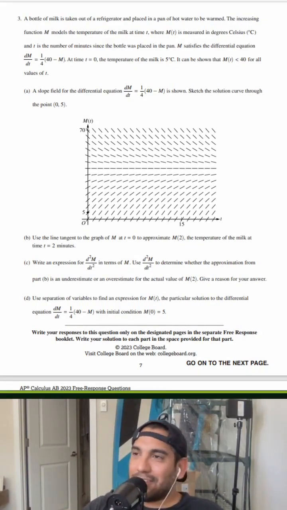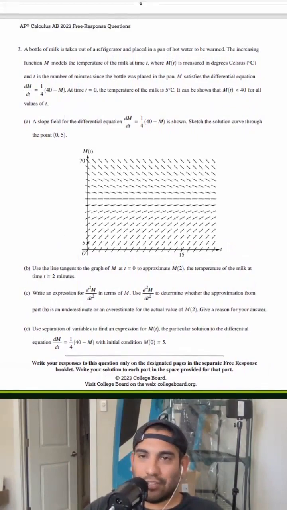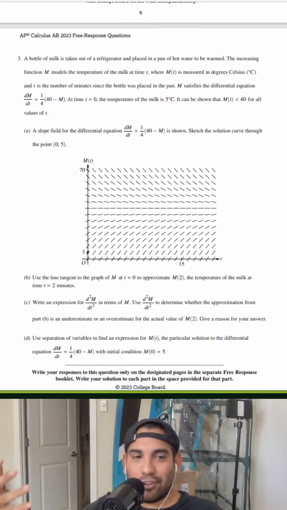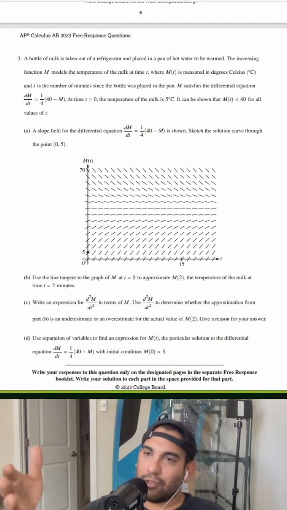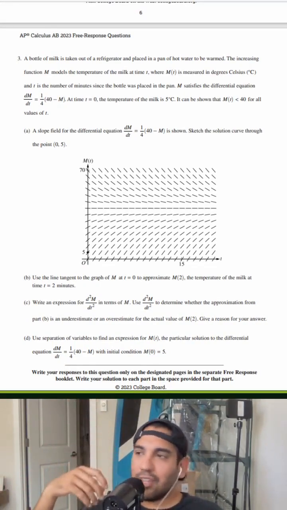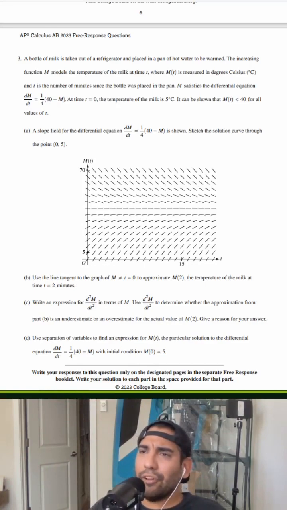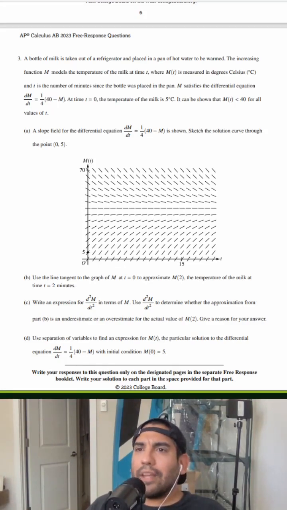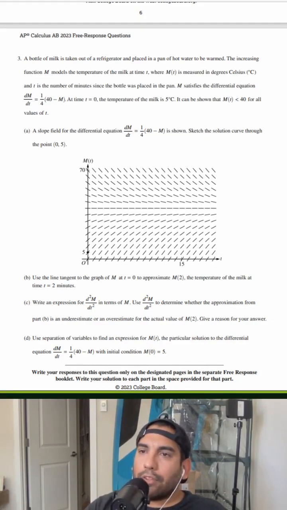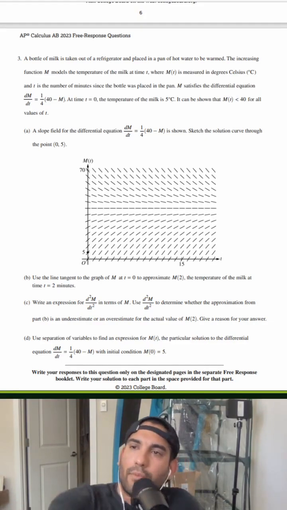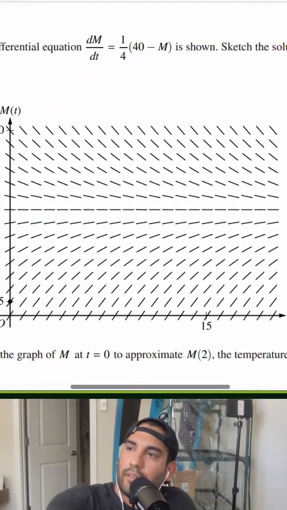Listen, and I think I mentioned this as well on previous TikToks. If you're watching this in the future, for next year's AP exam, know that when you see a slope field, I'm thinking differential equations. I'm thinking separation of variables. So they give us this equation, where the differential equation just represents the rate of change of the temperature. Then they give you the slope field, and they want you to sketch the solution starting from the point 0, 5.